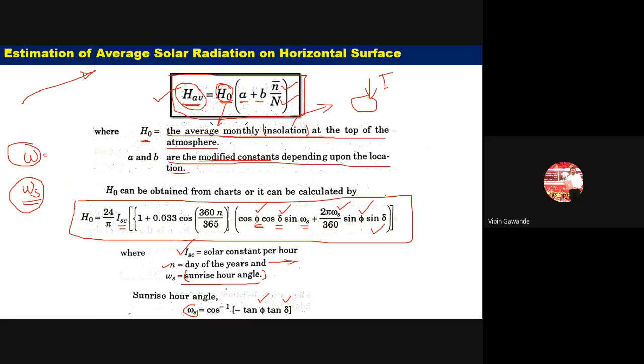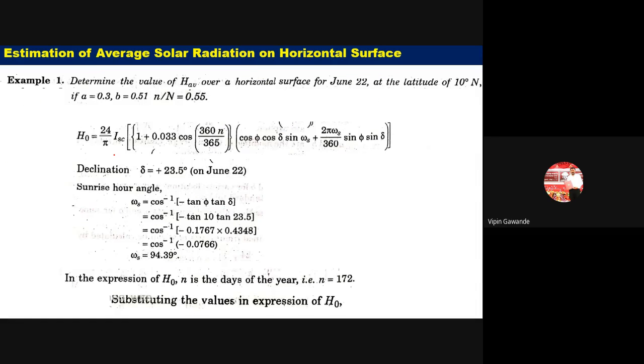Then from that we can easily calculate the value of WS. We will see one numerical where we can use this formula and see how to calculate the average solar radiation on the horizontal surface. So determine the value of H average, that is the average solar radiation over the horizontal surface, for June 22. June 22 is a special day.